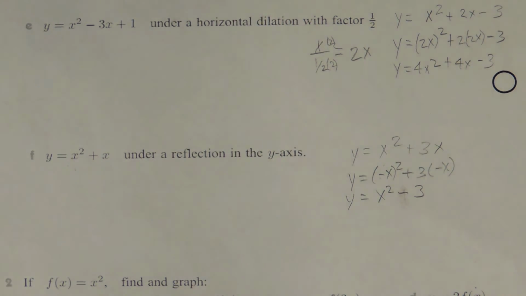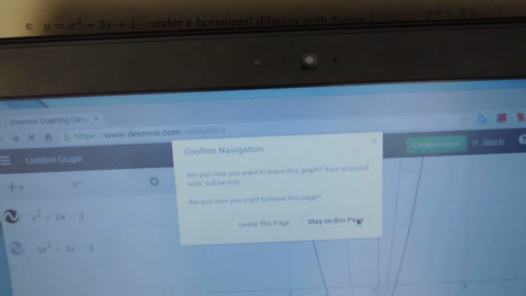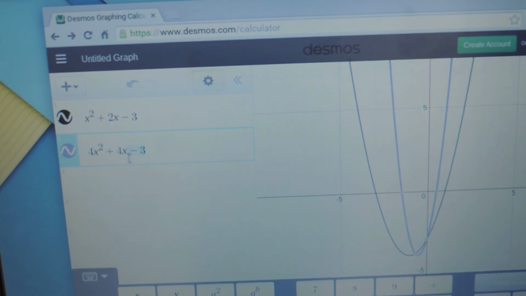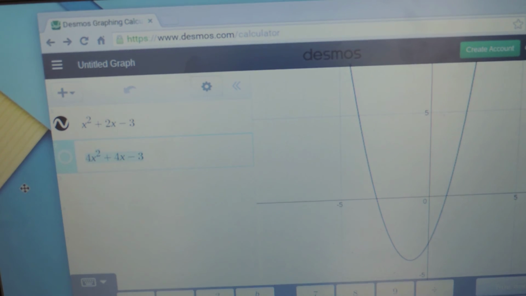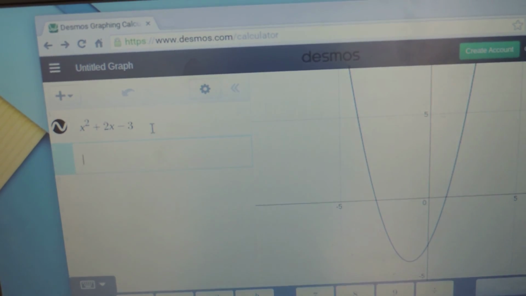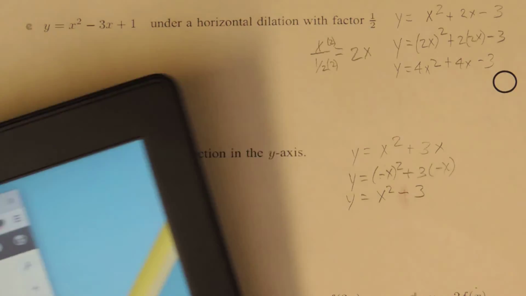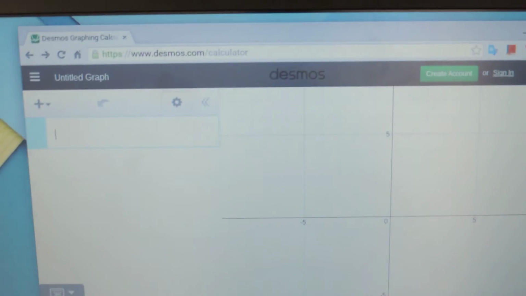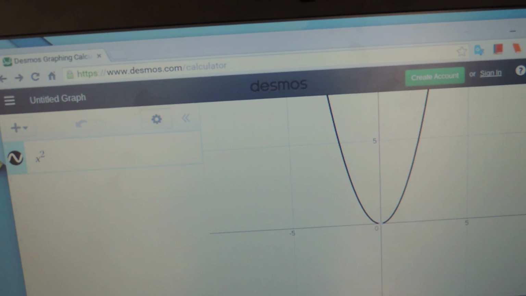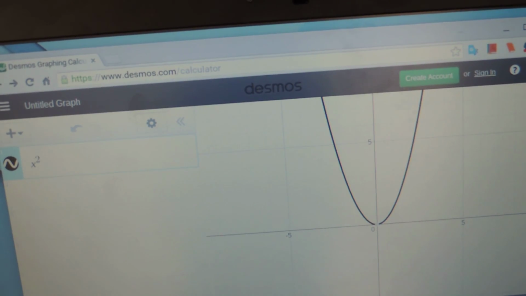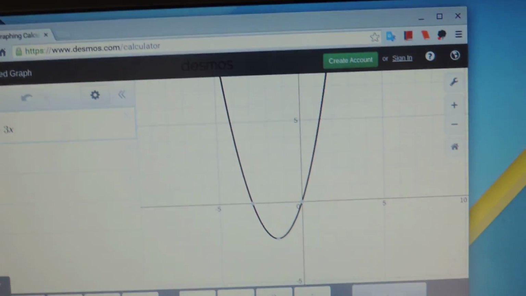And as always, I'm going to plug that into Desmos.com. So I start with y equals x squared plus 3x. And once again, that's a parabola.